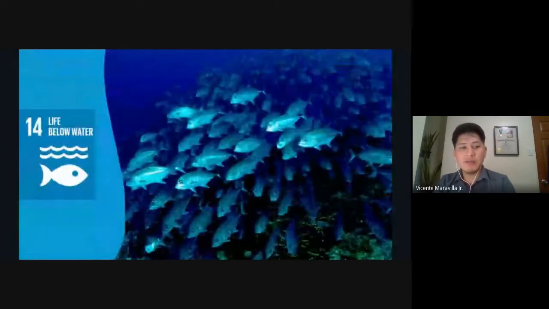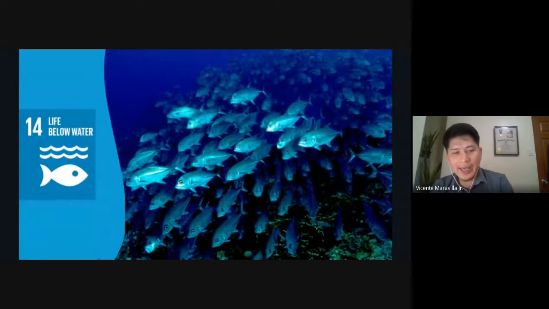Next is SDG 14, life below water. Coastal and maritime tourism or marine tourism relies on healthy marine ecosystems. Tourism development must be part of the integrated coastal zone management program for the purpose of conservation and protection of the marine ecosystem, and serve also as a vehicle for promoting the blue economy, contributing to the sustainable use of marine resources.